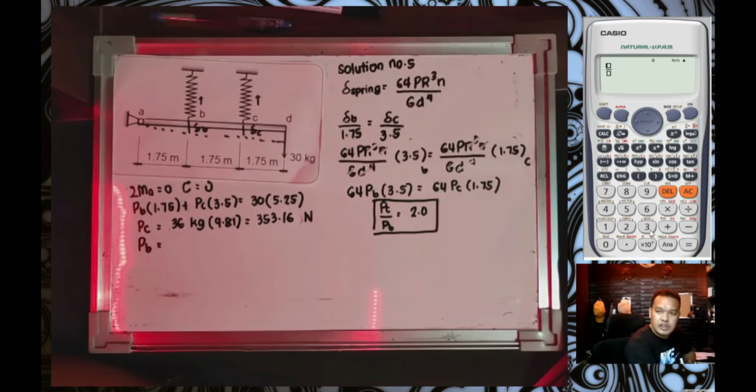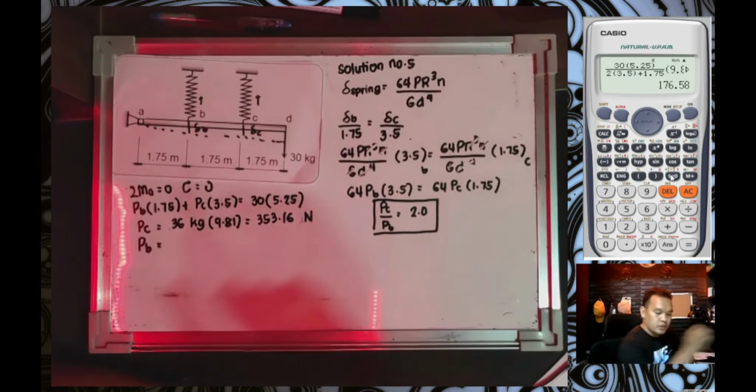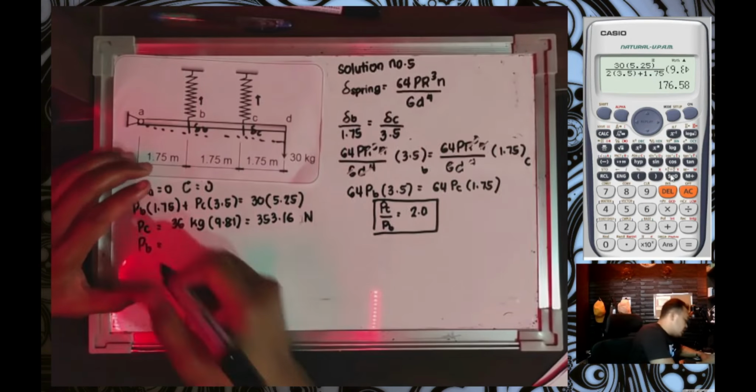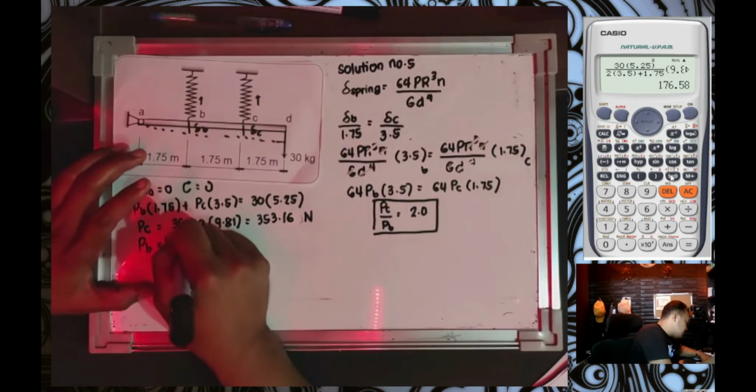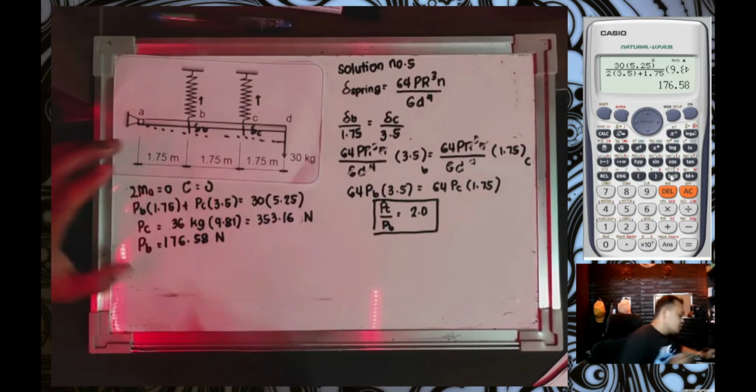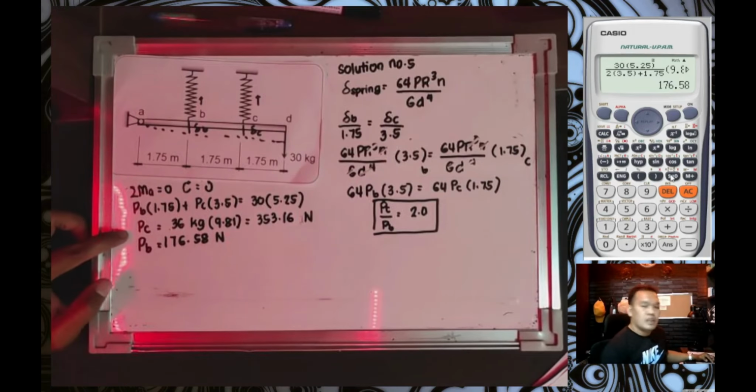Then, the value of P B, therefore, we have 30 times 5.25 divided by 2 times 3.5 plus 1.75 times 9.81, so it flows continuously. Equals. So, the answer for P B is 176.58 Newton. So, we now have the values for P C and P B. Then, we just put them in our formula for stress.